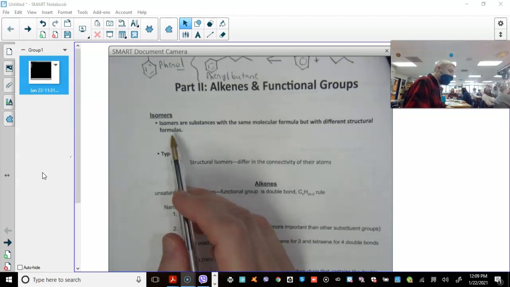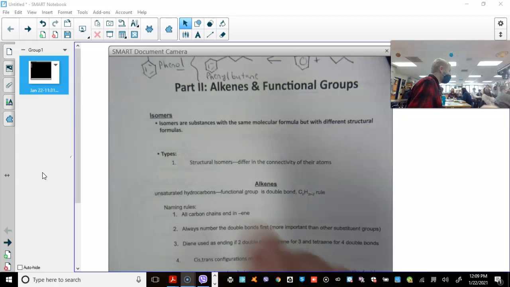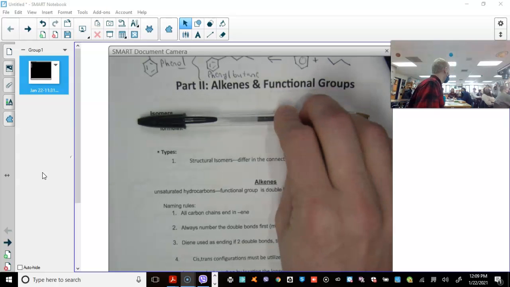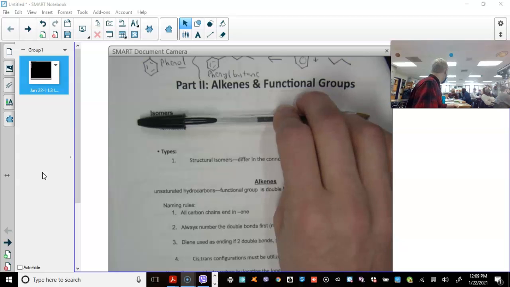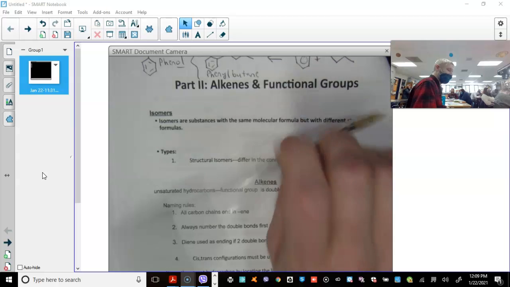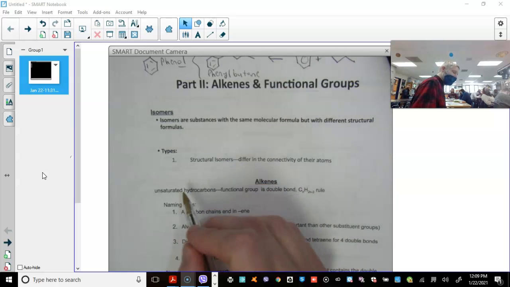Okay. So isomers. Who can say what isomers are? Substances with the same molecular formula with different structural formulas. All right, you guys both got it. So it is a molecule that has the same molecular formula but different structural shape and formula. You got it. All right.